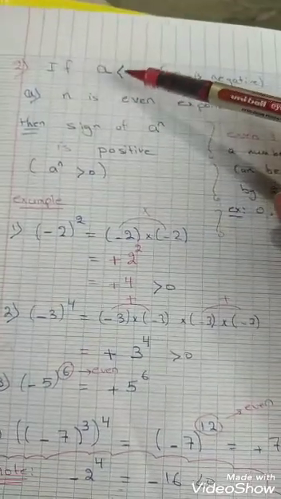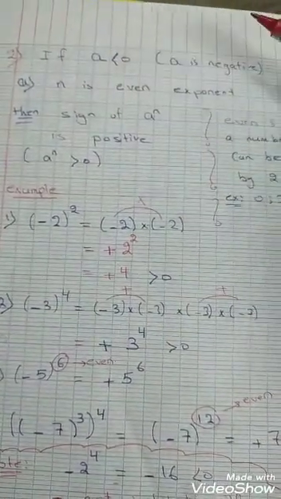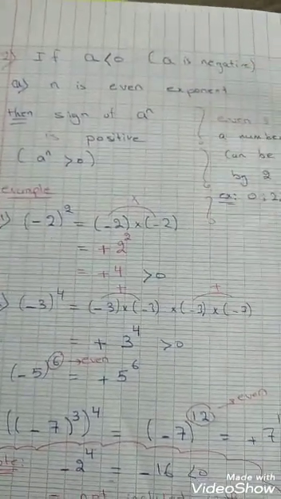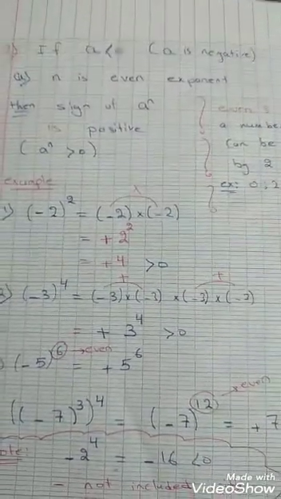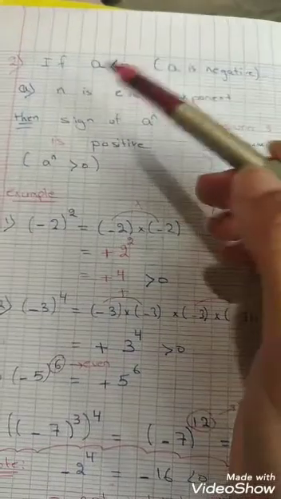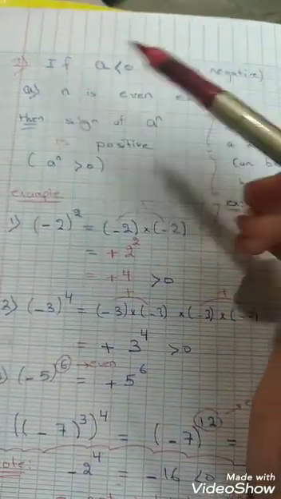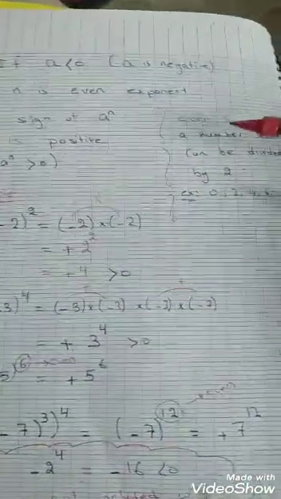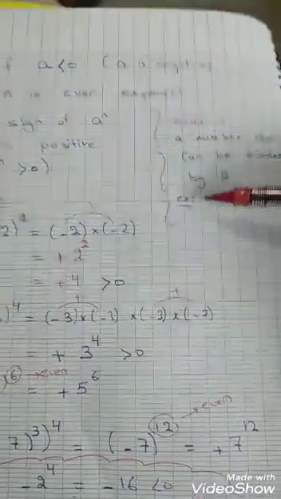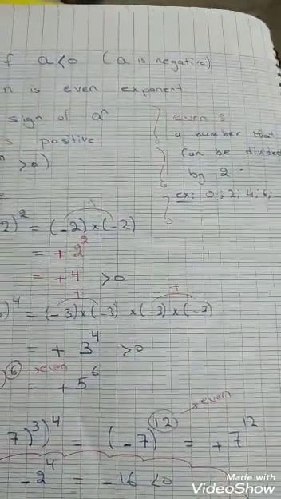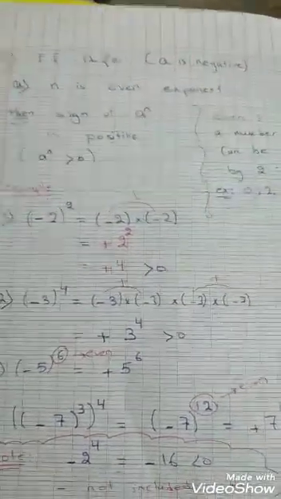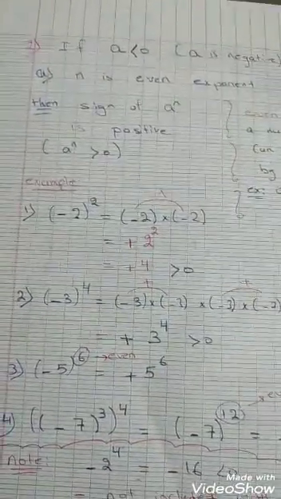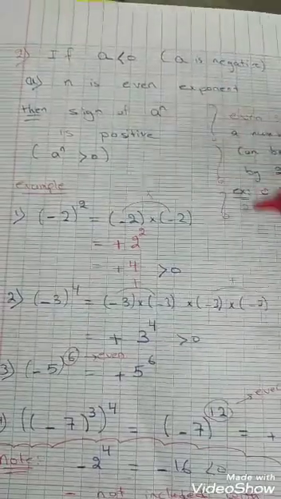If a is less than 0, meaning negative, I should look at the exponent. I need to check whether n is an even exponent or an odd exponent. Even numbers can be divided by 2, for example 0, 2, 4, 6, etc. Odd numbers can't be divided by 2. Let's start with the first case: a negative and n an even exponent.